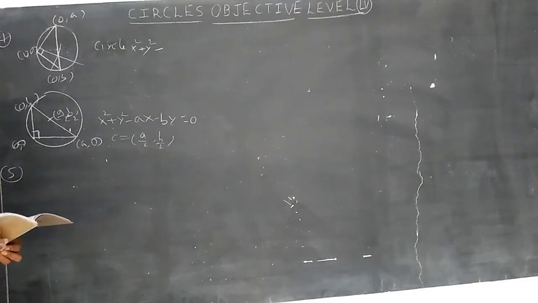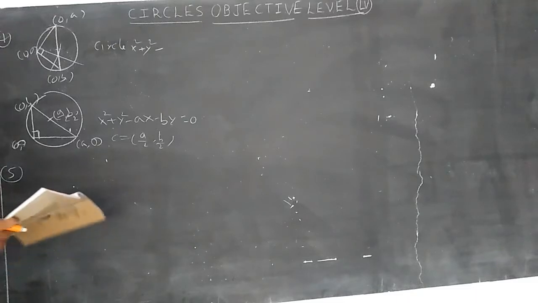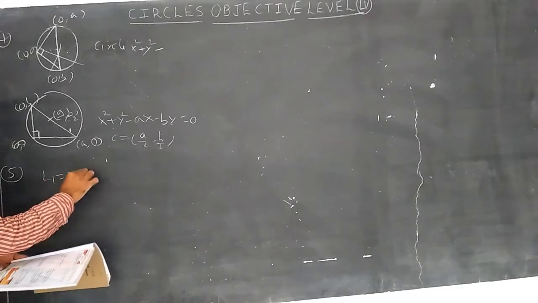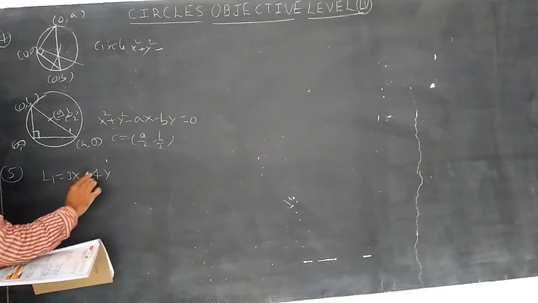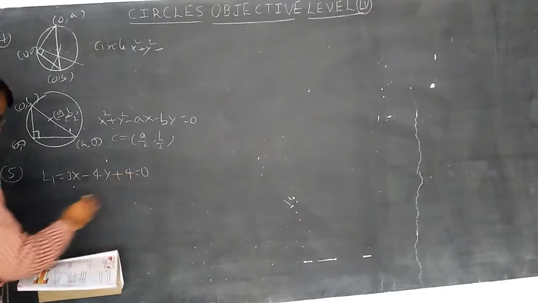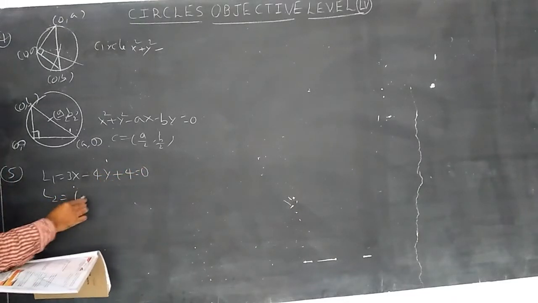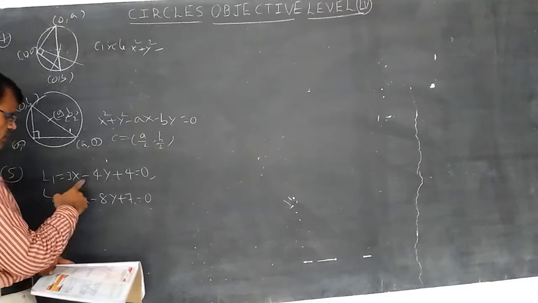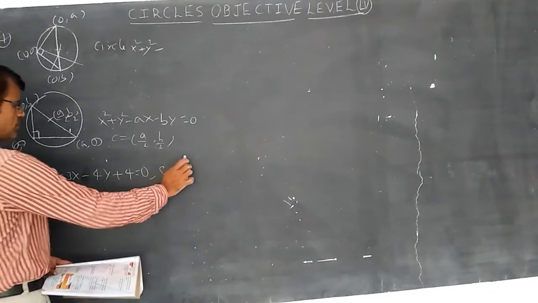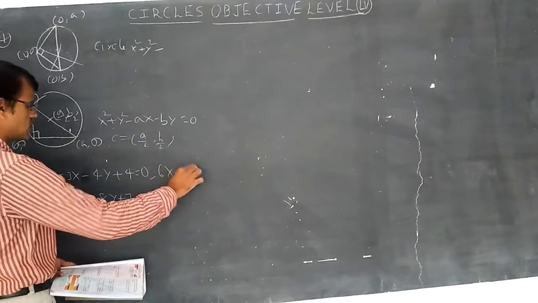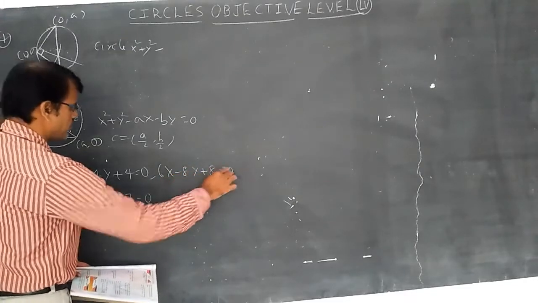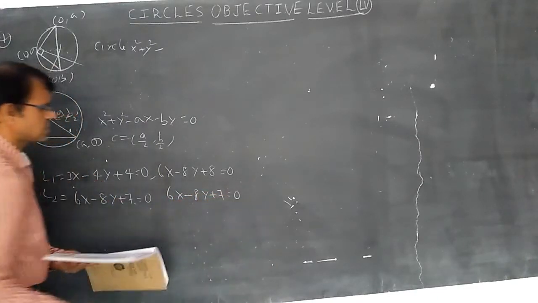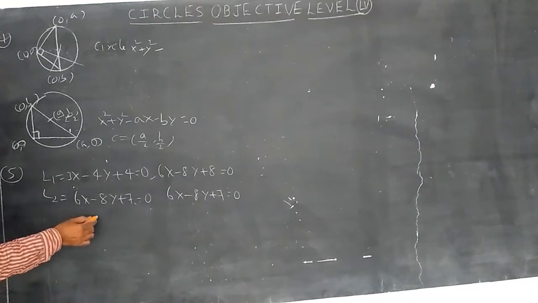Okay, let us discuss the important question. This is the important question on pair of parallel lines and straight lines also. If the line L1 is 3x minus 4y plus 4 is equal to 0 and L2 is 6x minus 8y plus 7 equal to 0. Let us multiply this line by 2, you will get here 6x minus 8y plus 8 is equal to 0 and here 6x minus 8y plus 7 equal to 0. You can understand that the two lines are parallel.